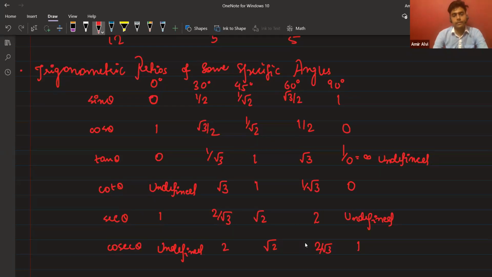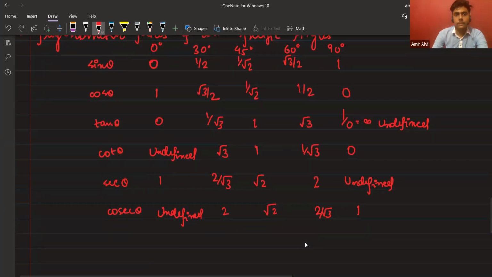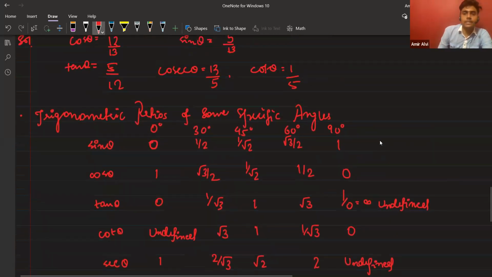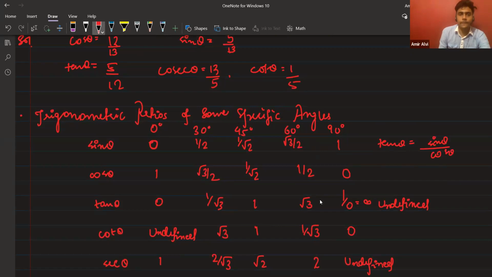To get tan, we should divide sine and cos, right? Which is the numerator and which is the denominator? Sine is the numerator. Tan theta is sine theta upon cos theta. Okay, sir. Thank you. Have you written it down in your notebook? Yes, sir. Okay.